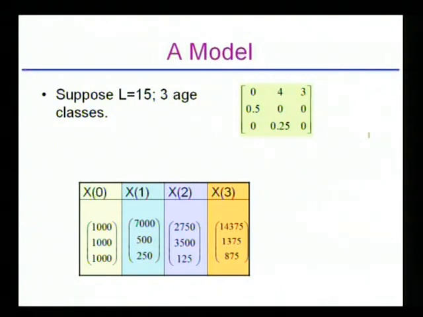How many people are there at the end of 5 years? There are 7000 people in the age group 0 to 5. There are 500 people in the age group 5 to 10 and so on. So in this manner, we have calculated again at the end of 10 years and at the end of 15 years. This is at the end of 10 years, what is the population distribution? This is at the end of 15 years. In this manner, we are able to predict the population.